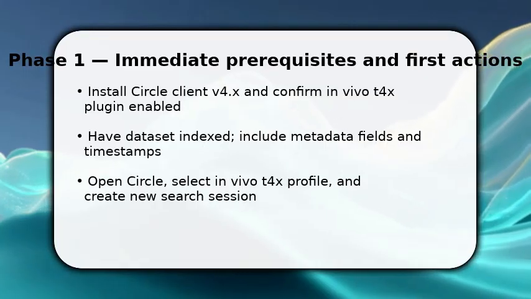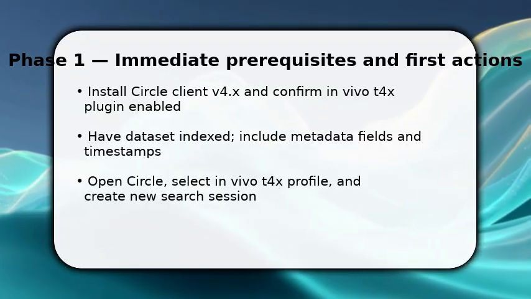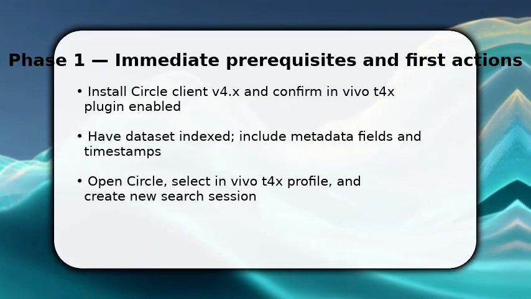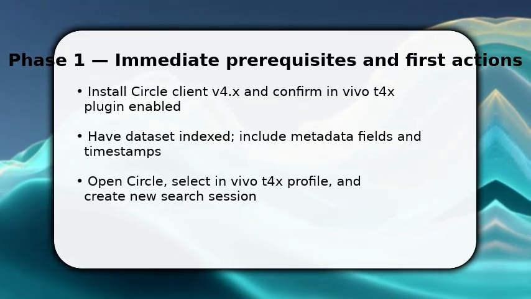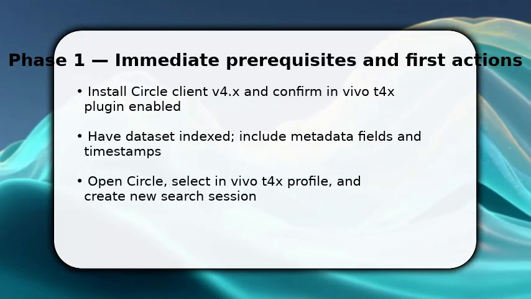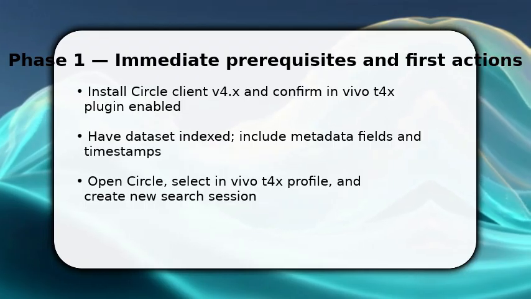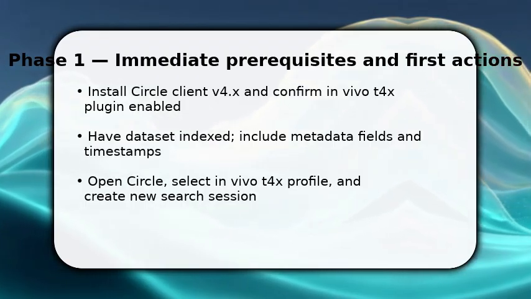You start by verifying the essentials. Make sure Circle V4 and the Vivo T4x plugin are active, since the plugin exposes search hooks and filters. Once done, confirm your dataset is indexed so searches return fast results. Indexing includes metadata and timestamps for relevance.